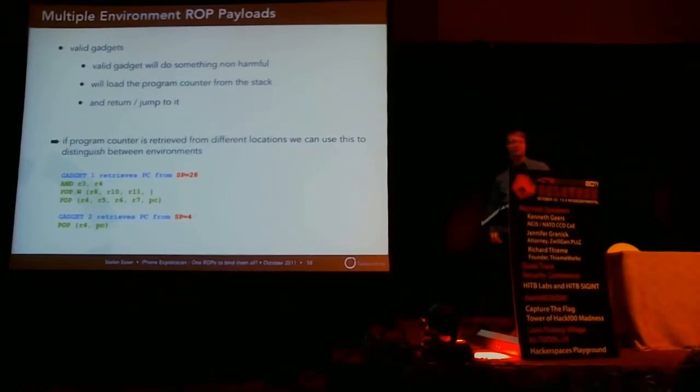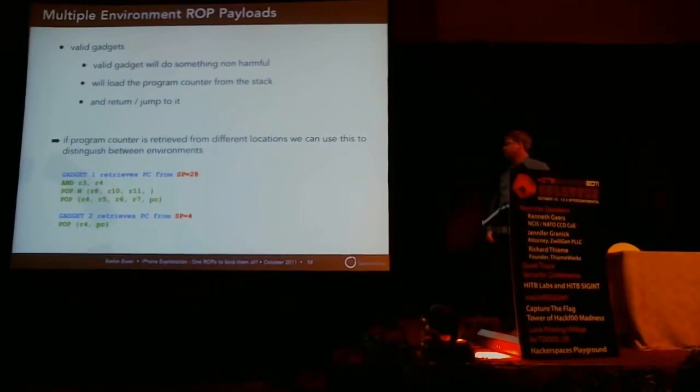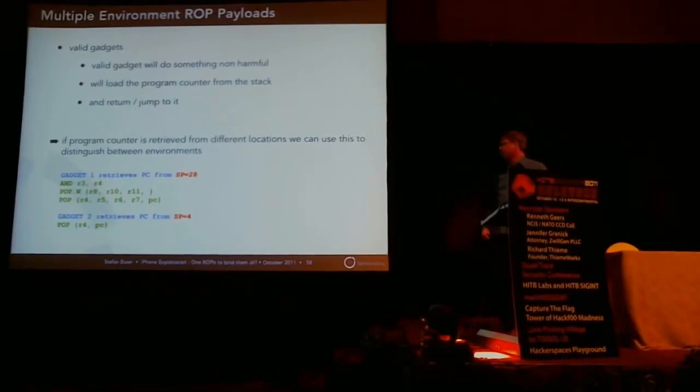And the funny thing here is when you find two gadgets in two different environments and they both load the program counter from the stack, but from different areas of the stack, then you can distinguish between both. In this case, I found a gadget that retrieves the program counter from stack position 28, and in the other case from position 4. So when you jump to this one address that has these two gadgets, you know that if it takes the next program counter from position 28, it was the first case. Otherwise, it will take the program counter from the 4th position. So you can distinguish between two environments.